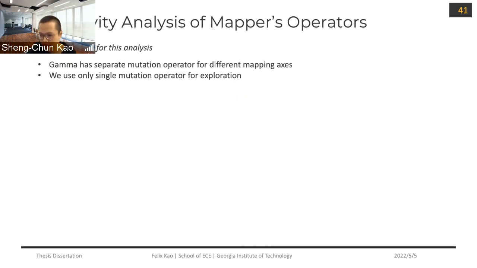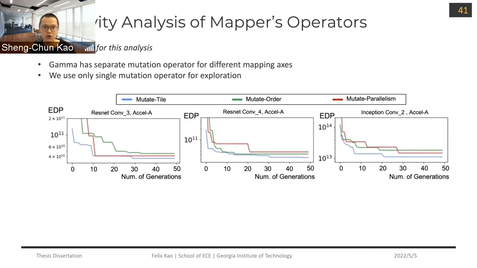Gamma has separate mutation operators for different mapping axes, like mutate tile, mutate order, and mutate parallelism. Here the blue, green, and orange curves mean we support only mutate tile, only mutate order, and only mutate parallelism, respectively. So what's the performance?